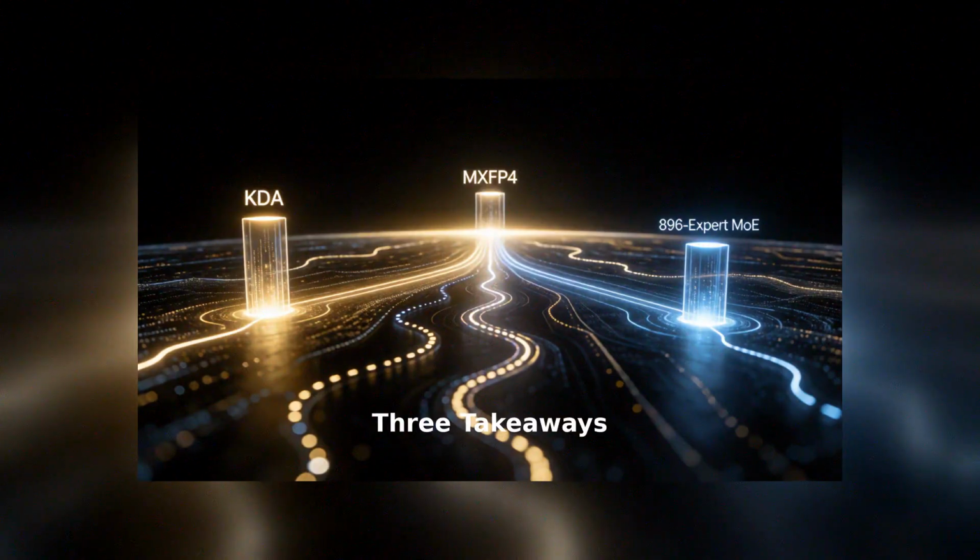Third, the 896 expert MoE at this scale proves that sparse architectures scale further than dense models at the same parameter count. The future of frontier isn't bigger dense models, it's more experts, better routing, and sparser activation. Kimi K3 is a proof point for that thesis. The weights drop in days, watch the mirrors.